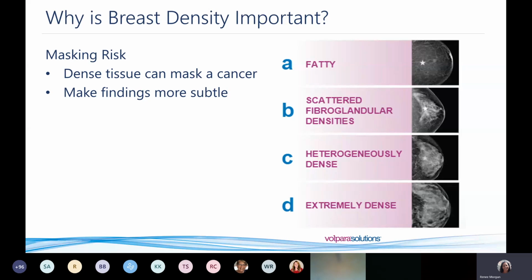Also masking risk. This is where the dense tissue can mask or hide a cancer or make findings more subtle. And this is a really nice example where we see that star very easily in that fatty breast. That white star shows up nicely along the darker background, and how it tends to diminish or just blend in as that breast tissue increases. So when we're talking mammography, fat is our friend.